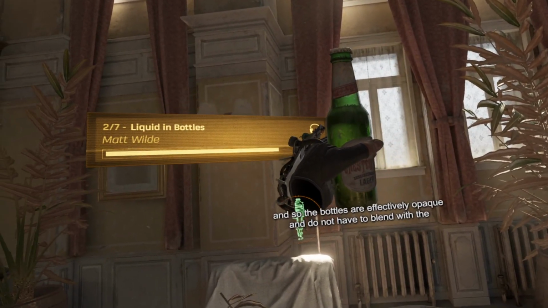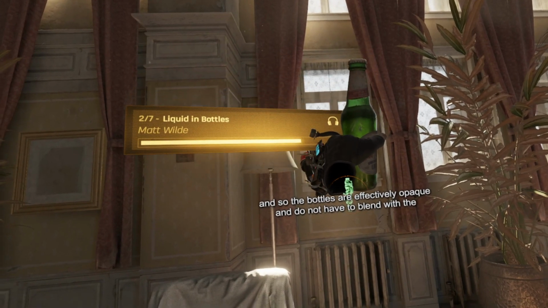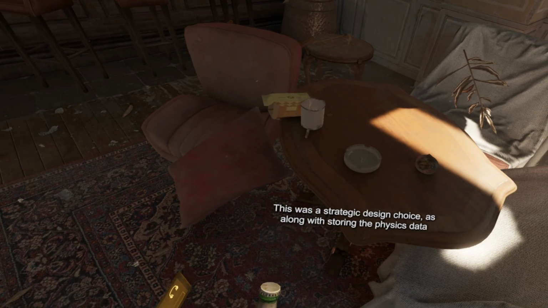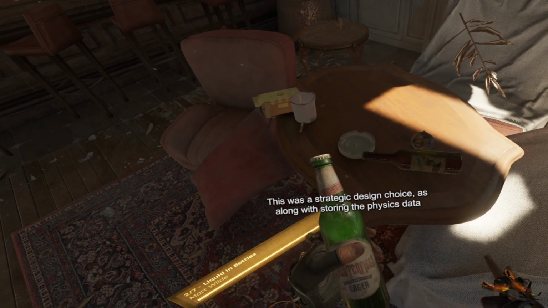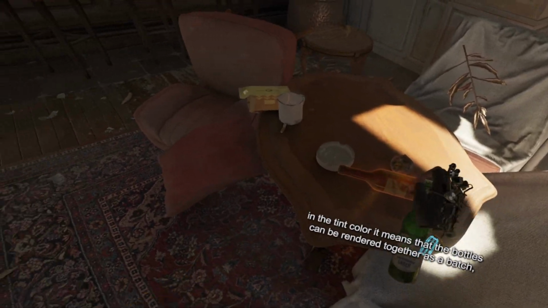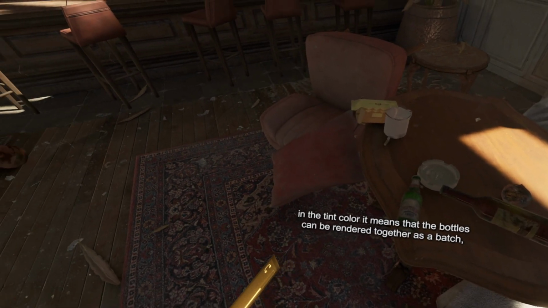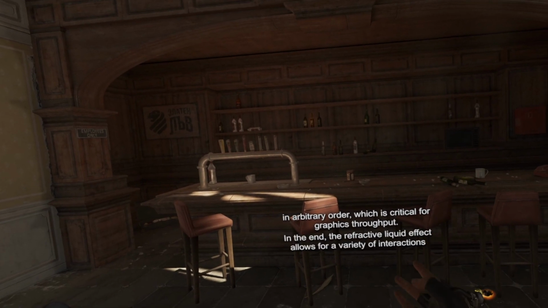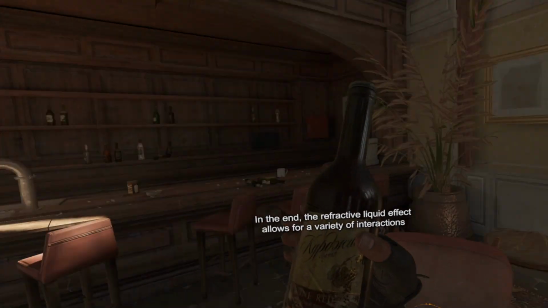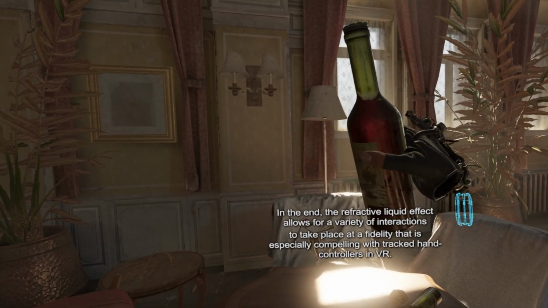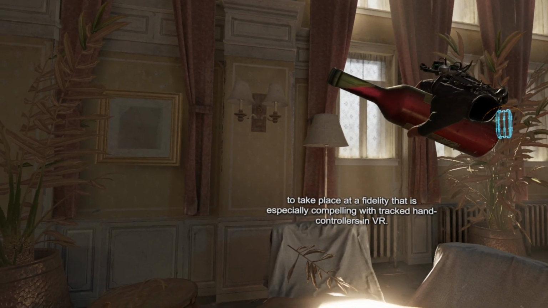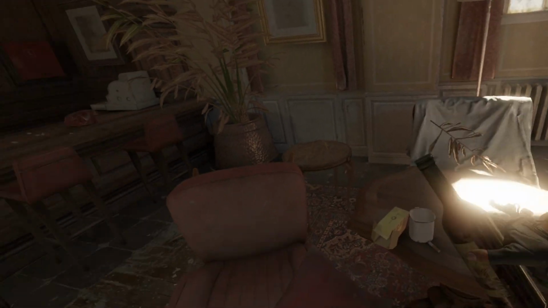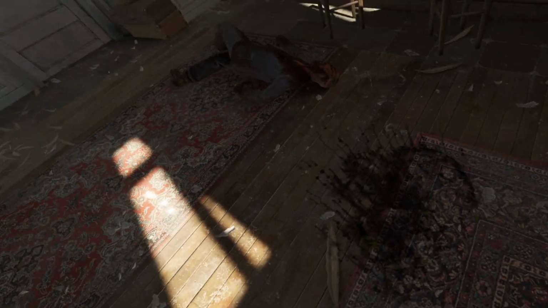The refracted environment seen through the glass and liquid is sampled from the same cubic environment map of the local area that's used for reflections, and so the bottles are effectively opaque and do not have to blend with the frame buffer in the way that transparent objects normally do. This was a strategic design choice, as along with storing the physics data in the tint colour, it means that the bottles can be rendered together as a batch in arbitrary order, which is critical for graphics throughput. In the end, the refractive liquid effect allows for a variety of interactions to take place at a fidelity that is especially compelling with tracked hand controllers in VR.